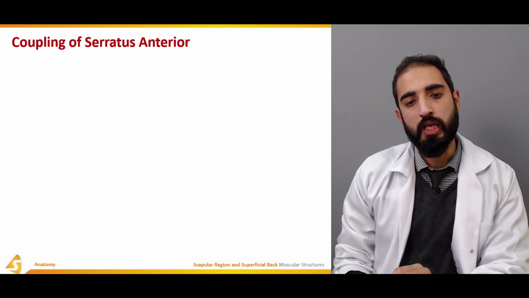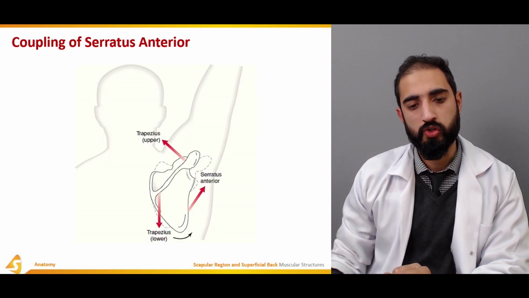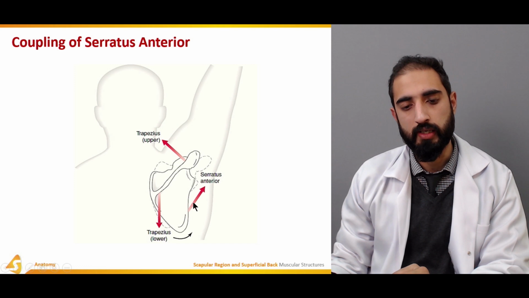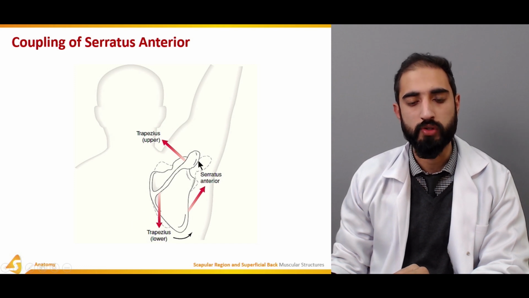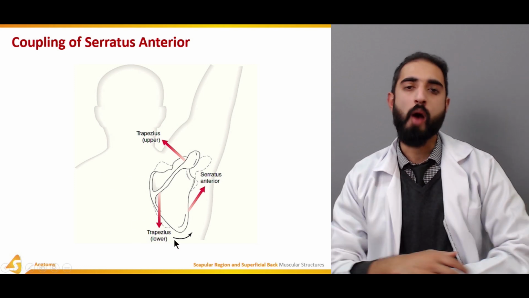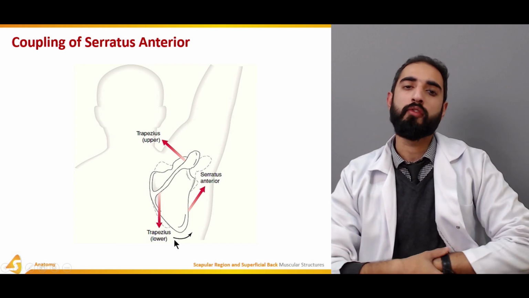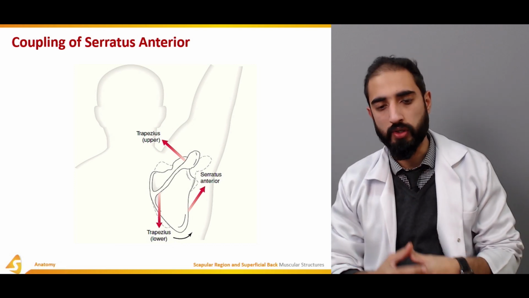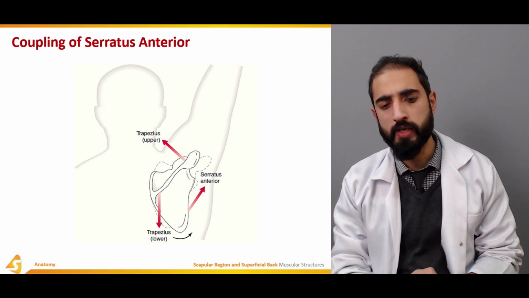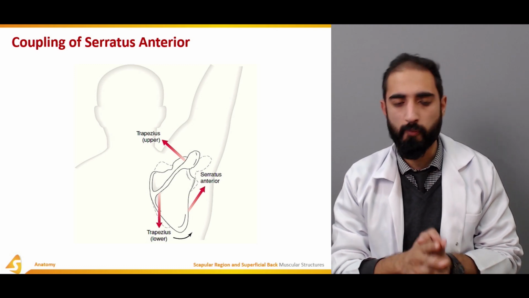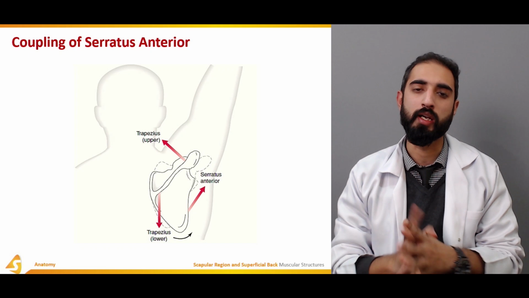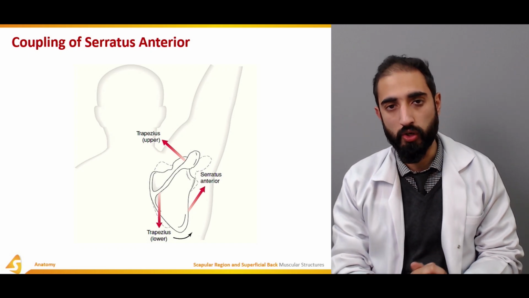Now, talking about the coupling of the serratus anterior, as I already mentioned, it couples with the upper trapezius and the lower trapezius to form a force couple, which makes the upward rotation of the scapula very effective and smooth and efficient. Why is this movement so important and significant? Because upward rotation of the scapula is accompanied with the elevation of the glenohumeral joint.